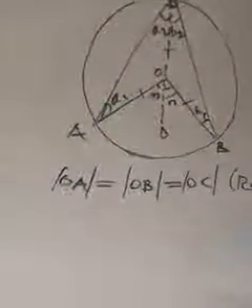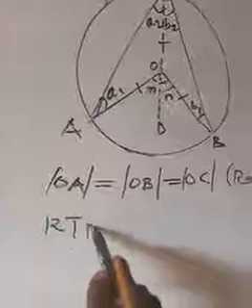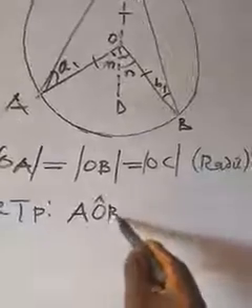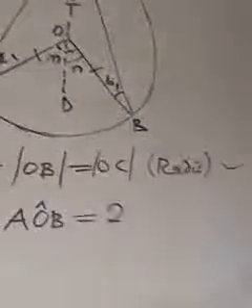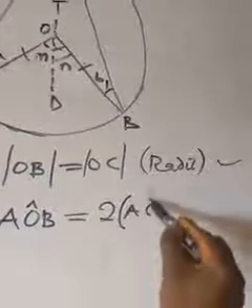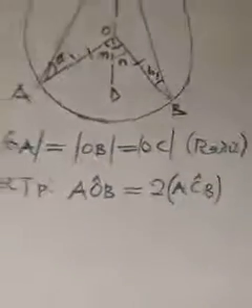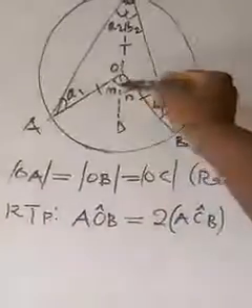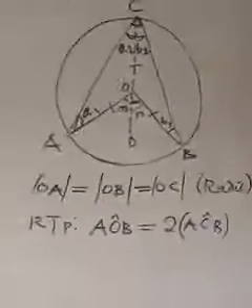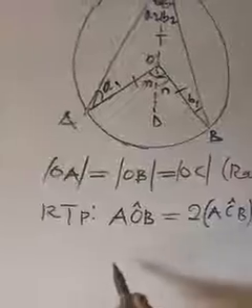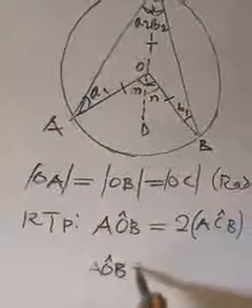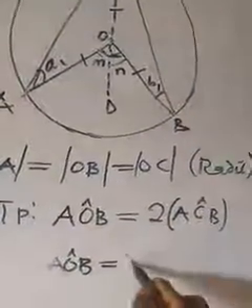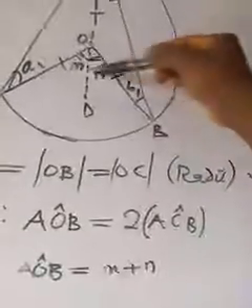Based on our diagram, we want to prove that angle AOB is equal to 2 times angle ACB. That is what the theorem is talking about: the angle at the center is twice the angle at the circumference. This is the angle at the center, this is the angle at the circumference. From the diagram we have that angle AOB is equal to M plus N. That is this angle plus this angle.